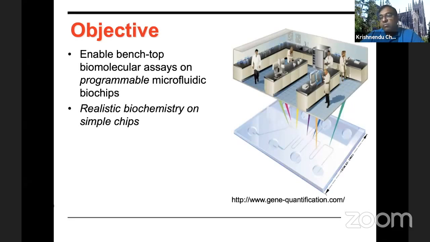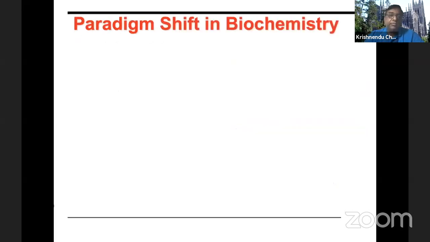Of course, we cannot miniaturize the people. We can't shrink them and put them on the chip, but we want to capture their knowledge and enable the same intelligence that is available in the lab to be available on these chips. We want to keep these chips fairly simple because the users are not going to be computer scientists or engineers, but rather they will be doctors and nurses and technicians. But we want to enable realistic biochemistry, some real operations that can be run on these very simple chips.